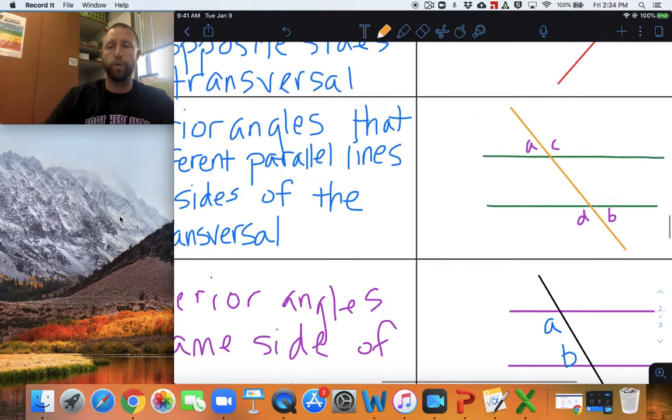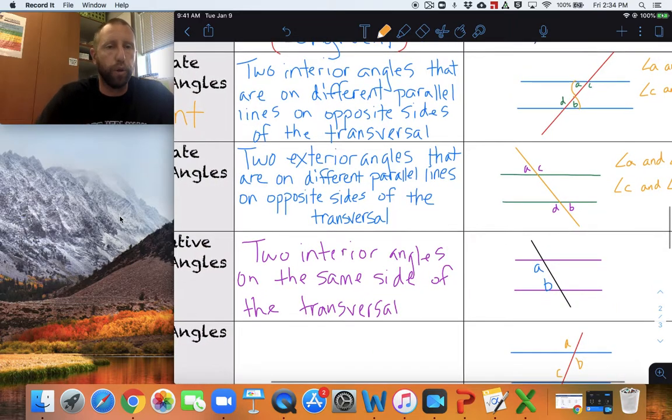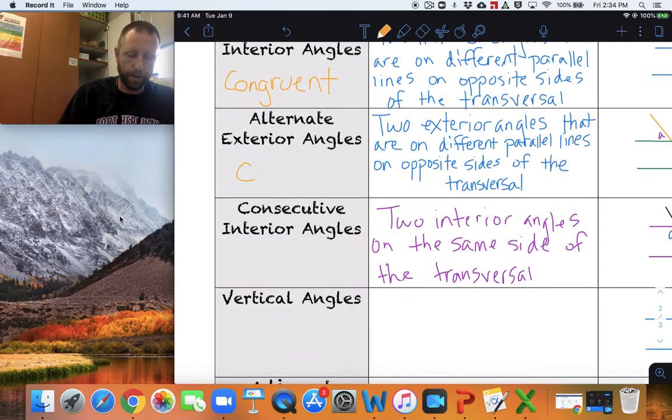Okay. Look, if you take a look at that, they look like the same. Angle A and angle B, they both look like they're the same measurement. And you guessed it, we're going to write congruent there for that also.